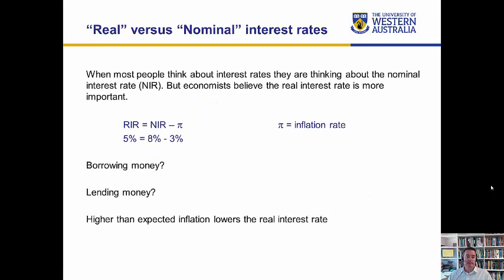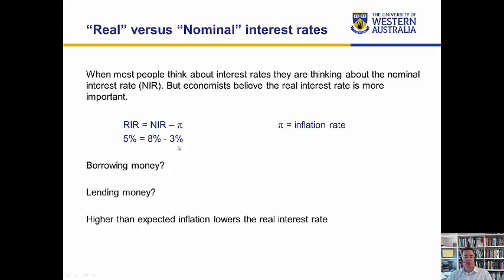Now, the next thing we have to look at is the difference between real and nominal interest rates. Most people, when they're thinking about interest rates, are thinking about the nominal interest rate. So I've got a numerical example here, which is the easiest way of explaining the difference between nominal and real. The real interest rate is the nominal interest rate minus pi, which is the inflation rate. So the nominal interest rate is 8%. To calculate the real interest rate, we take the nominal interest rate and subtract the inflation rate, which I've got there as 3%, and that gives us a real interest rate of 5%.